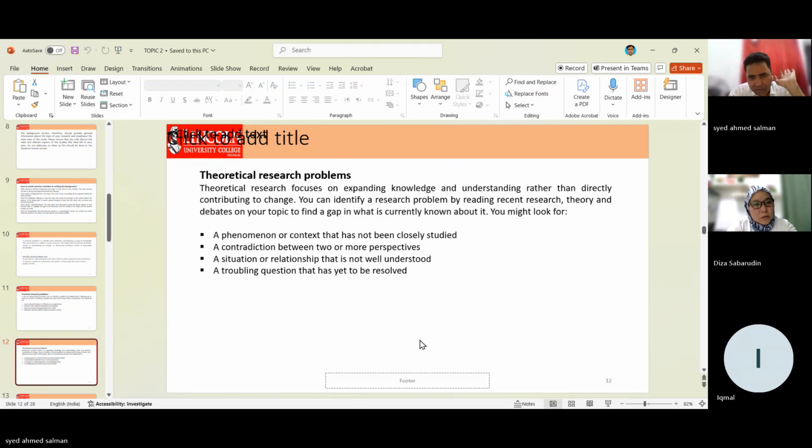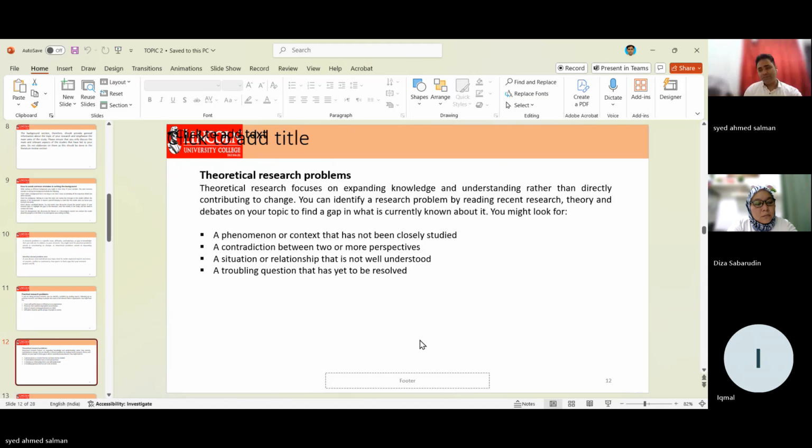A contradiction between two or more perspectives. I have already given you the example. There are two groups. One group is telling there is no lack of academic performance, and one group is telling there is a lack of performance. So that means there are contradictions. So when there is a contradiction, then you have to do the research.